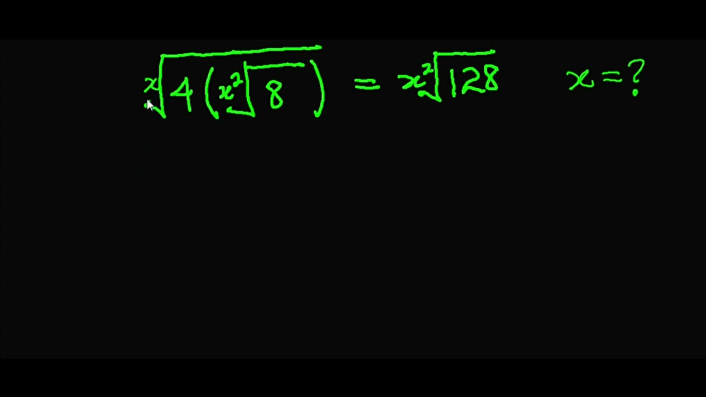It is read as the x-th root of 4 times the bracket x-th root of 8 equals the x-th root of 128. Find the value of x. Solution.